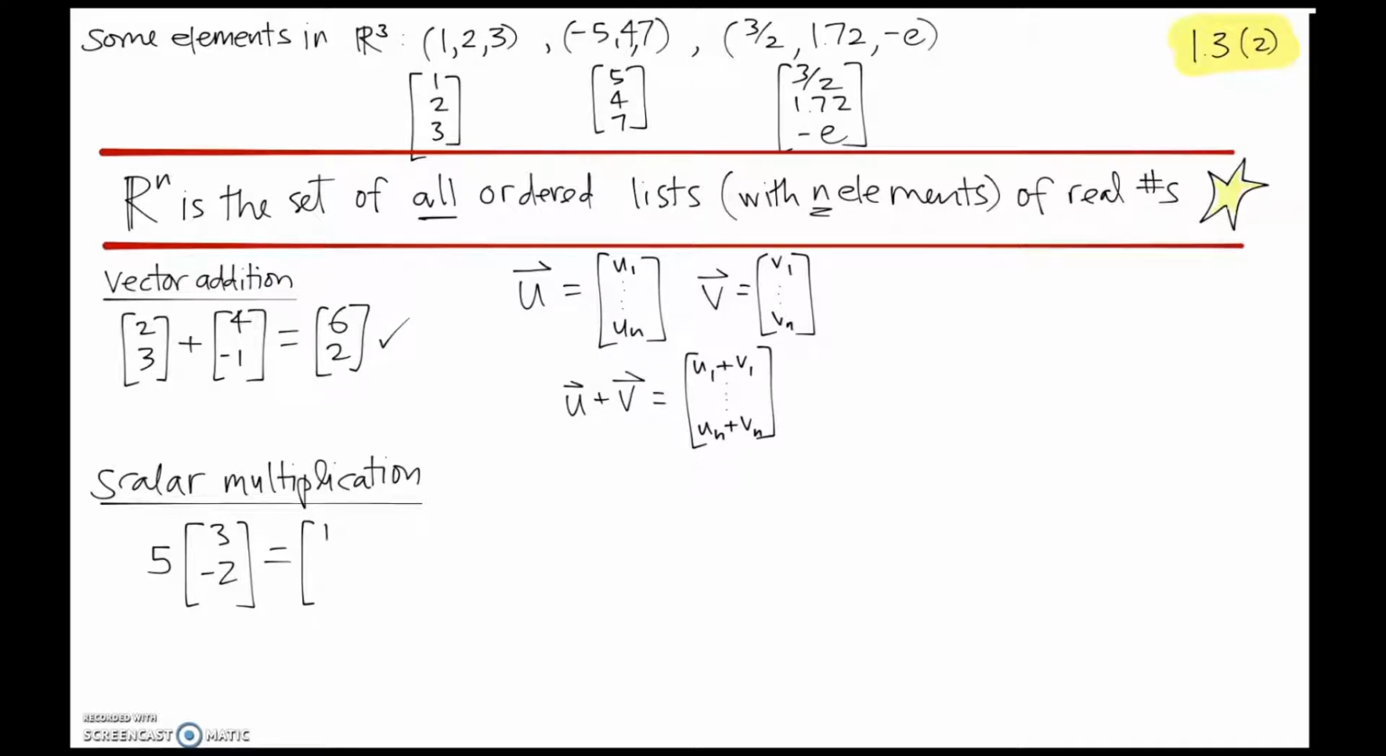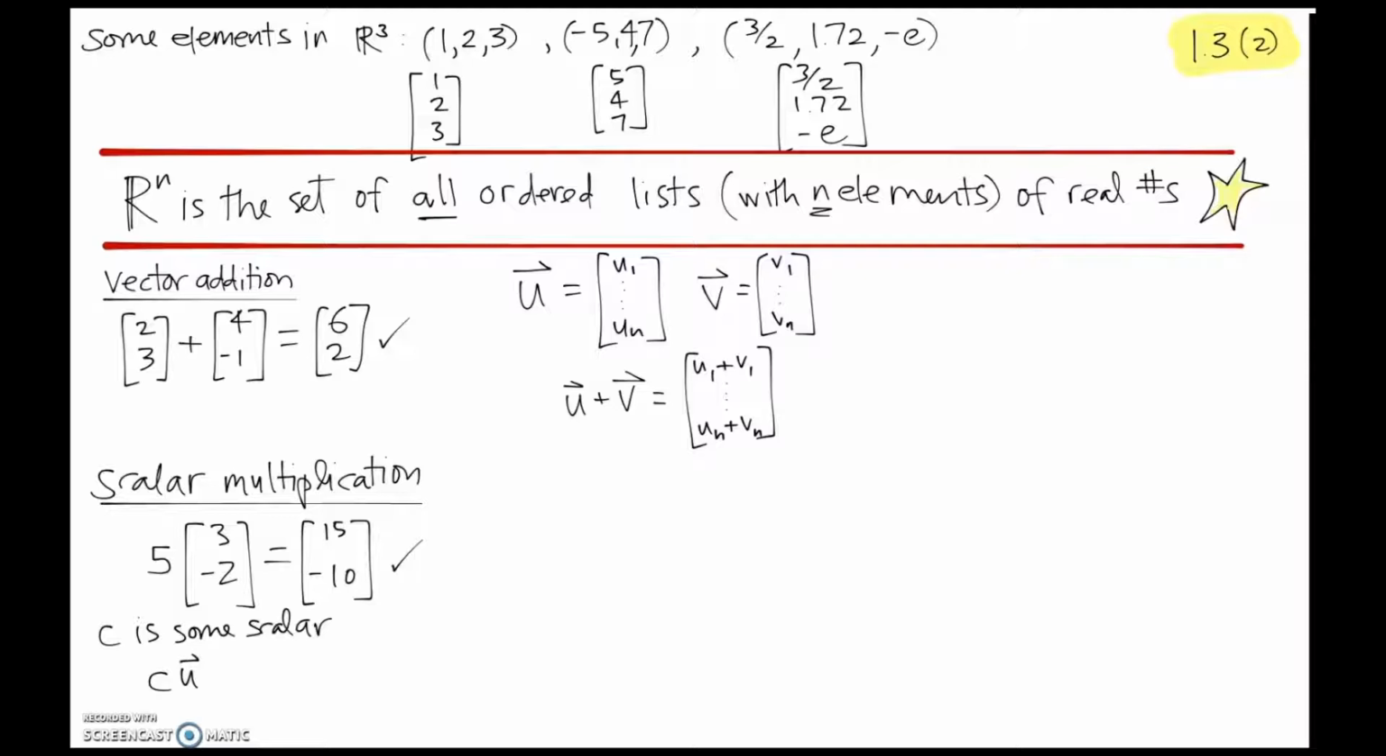So 5 times 3 is 15. 5 times -2 is -10. And that's how scalar multiplication works. So if c is some scalar, which is just another word for real number, the word scalar just means real number. If c is some scalar, then c times the vector u.